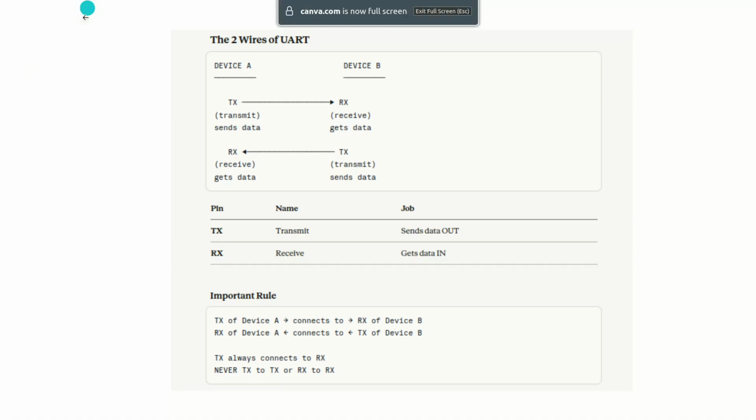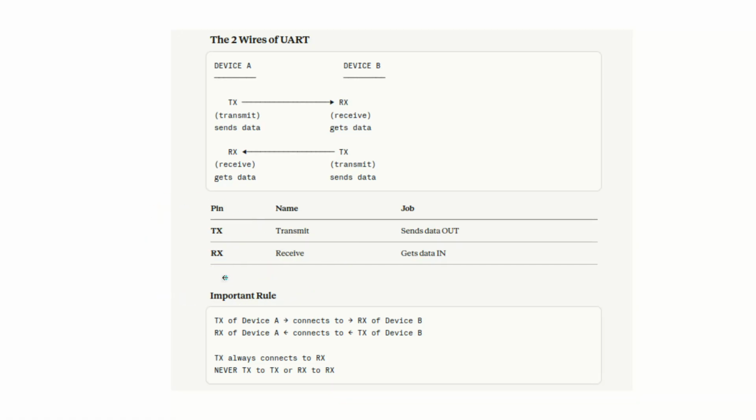Now, so there are two pins we have understood. The transmit pin is there, and the other pin here is the RX pin, that is the receive pin. Understood? We have the transmit pin as well as the receive pin here.